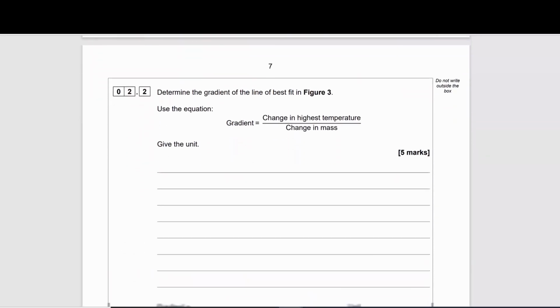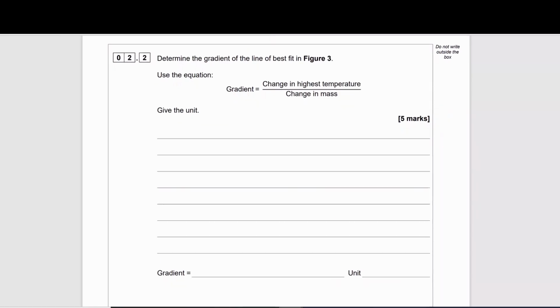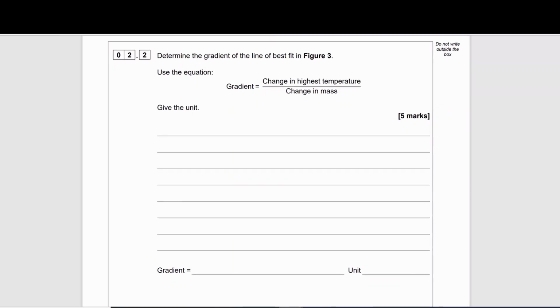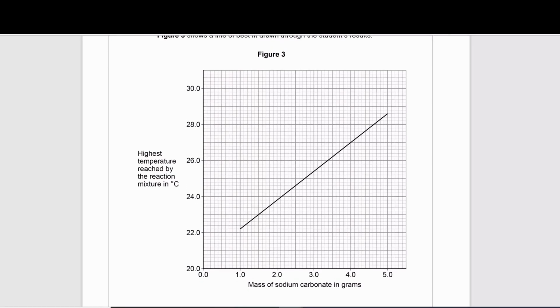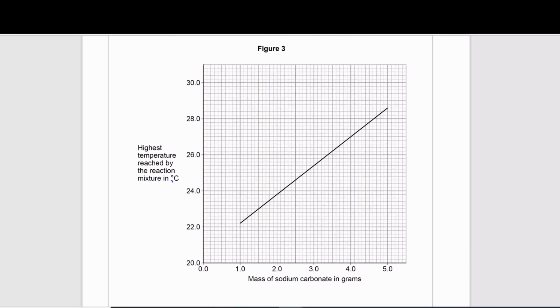2.2. Determine the gradient of the line of best fit in figure 3. Use the equation gradient equals the change in highest temperature divided by the change in mass. Give the unit. 5 marks. So we know that our gradient normally is going to be the change in the values on our y-axis divided by the change in the values on our x-axis. So we need to use the graph to figure that out. Our line is straight, so we do not need to worry about the tangent.